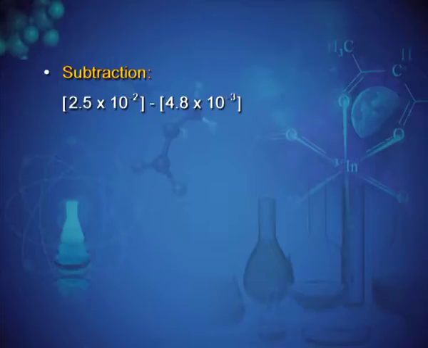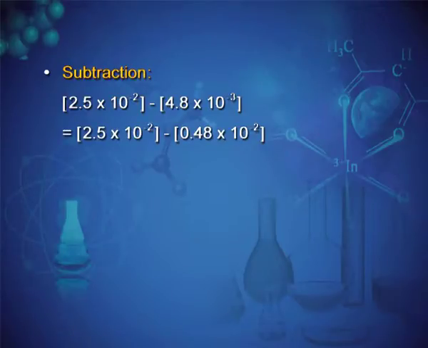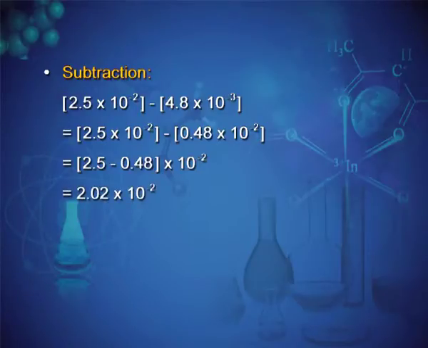Subtraction example: we have to subtract 4.8 times 10 to the power minus 3 from 2.5 times 10 to the power minus 2. Similarly, as we did previously, we take 2.5 times 10 to the power minus 2 minus 0.48 times 10 to the power minus 2. Here in this step, we are making the same exponent for the subtraction. So the solution will be 2.5 minus 0.48 times 10 to the power minus 2. The final answer will be 2.02 times 10 to the power minus 2.